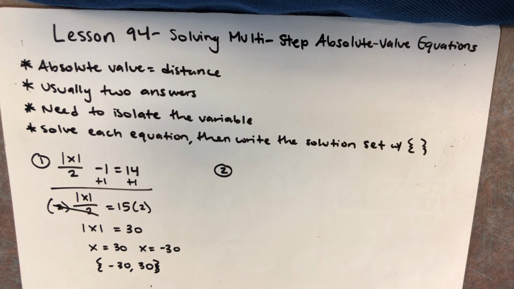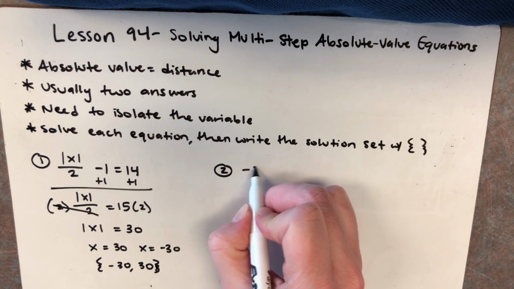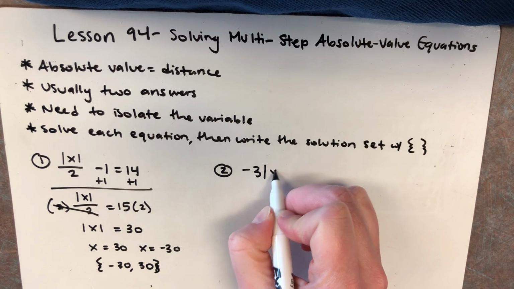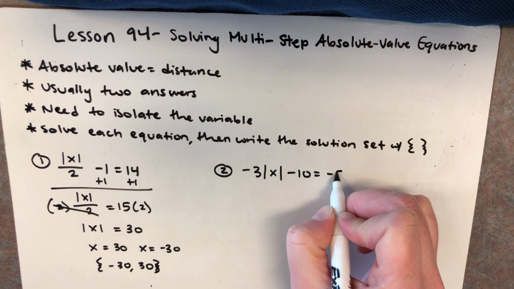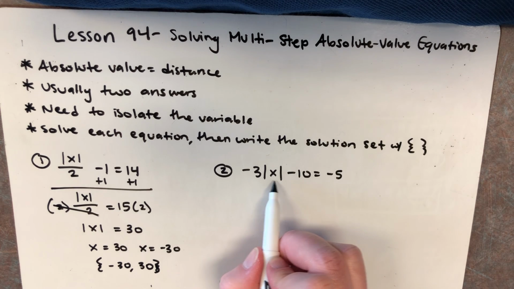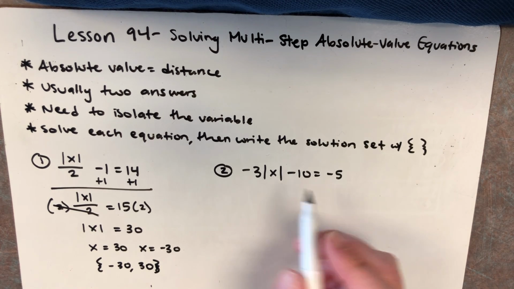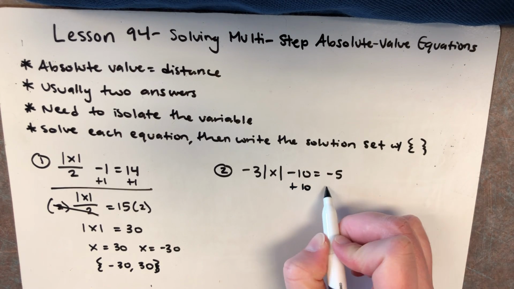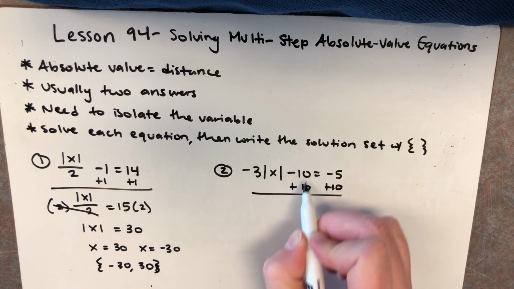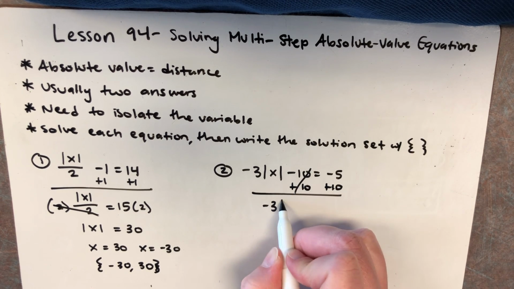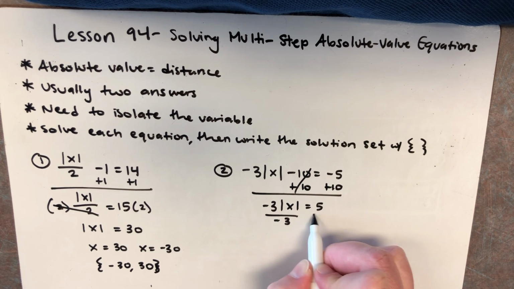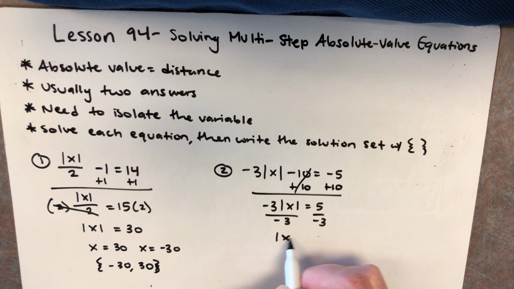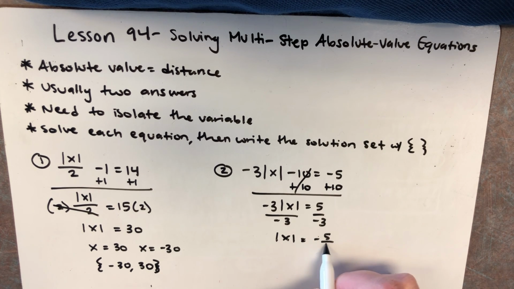All right, feel free to pause the video at any time to do the work and see if you get the right answer. The next one is -3 times the absolute value of x minus 10 equals -5. So again, I'm trying to isolate the variable, so I'm going to ignore it to start with. So I'm going to start by adding 10 to both sides. This cancels, and I'm left with -3 times the absolute value of x equals 5. I'm going to now divide by -3, and so I get the absolute value of x equals -5 over 3.